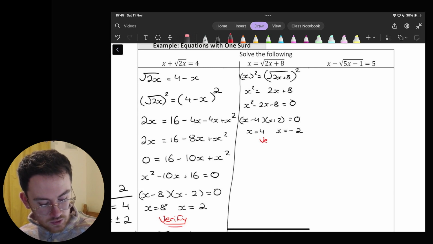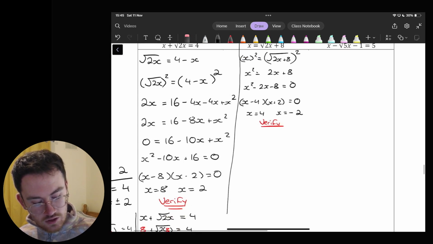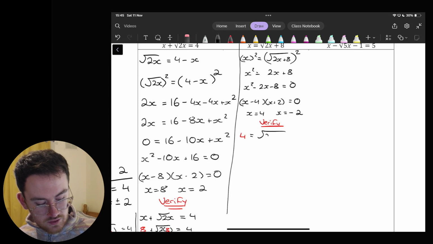Now again, as before, we're going to verify. I'm going to check my answers, so I'm subbing into my original equation there. So I want to know, is 4 equal to the square root of 2 times 4 plus 8? Is 4 root 8 plus 8? Is 4 root 16? Yes, it is.